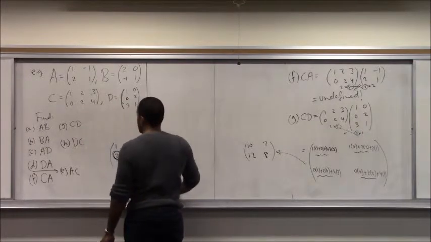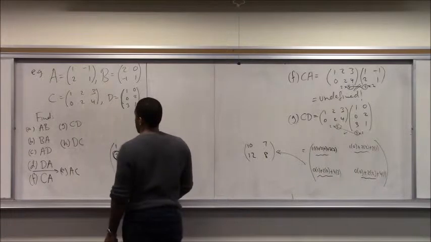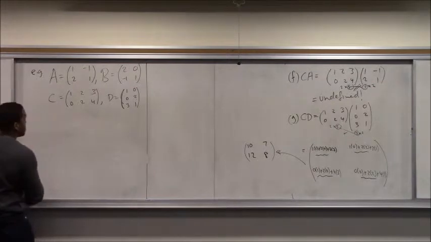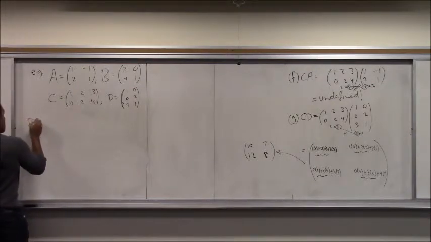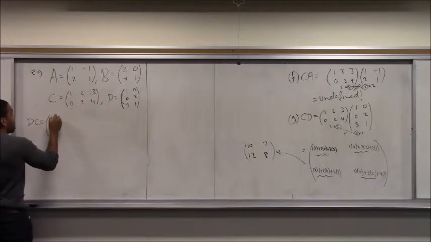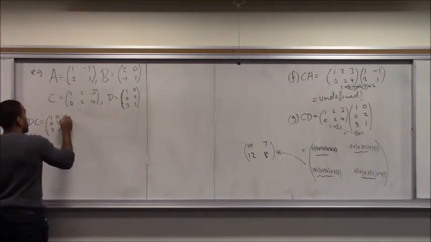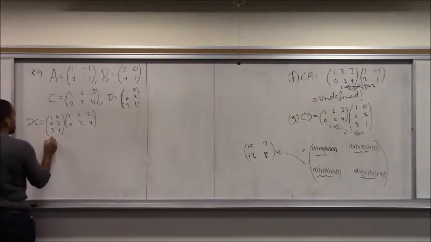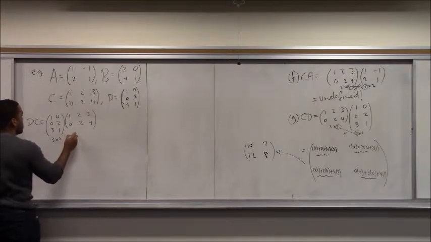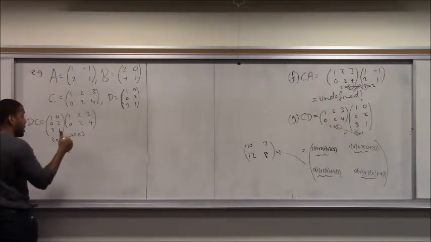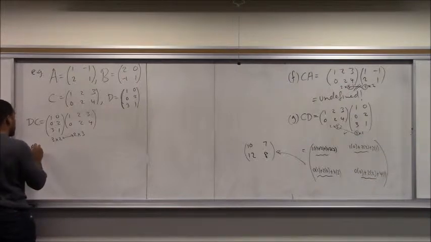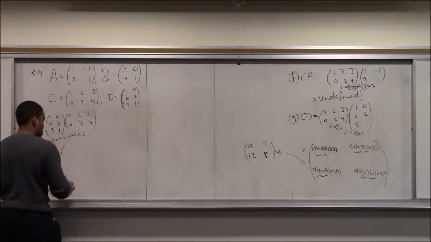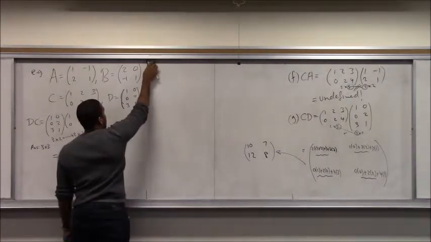And lastly, DC. Let's do D times C. 1, 0, 0, 2, 3, 1. This is 1, 2, 3, 0, 2, 4. What's the size? Wait, 3 by 2, and this is 2 by 3. Oh, you can. These match up, so yeah, we definitely can do it. And the answer is supposed to be a 3 by 3. So this one's gonna have 3 rows, 3 columns.